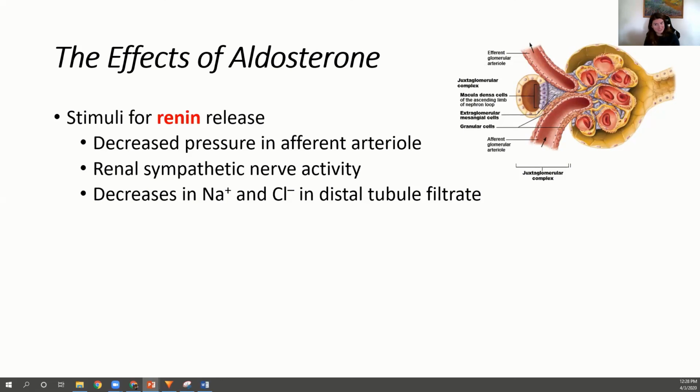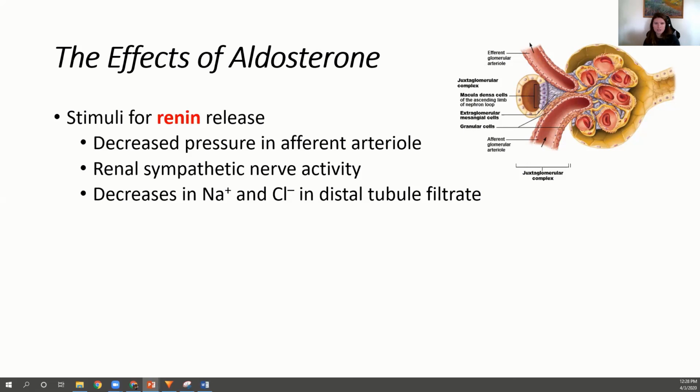Now that we've talked about angiotensin II, which is what is directly creating our aldosterone, we want to think about how we get that angiotensin II. And remember that the start of this pathway is renin. So this is our renin-angiotensin-aldosterone system, RAAS. In order to really start this all up, we need to release renin.